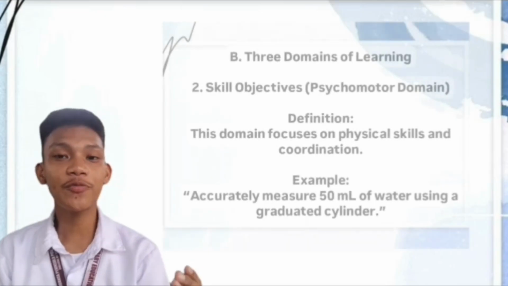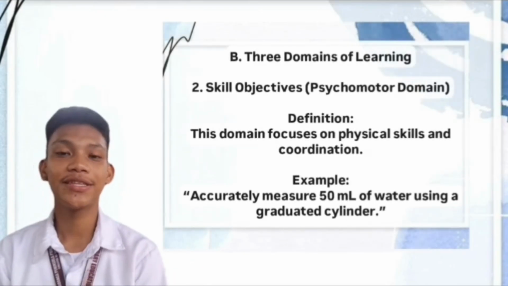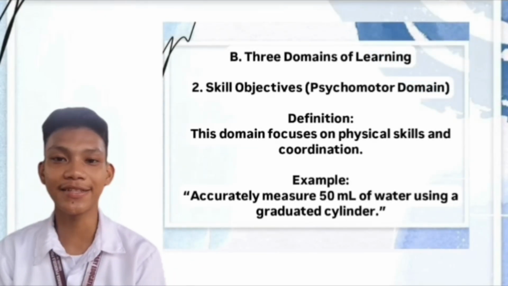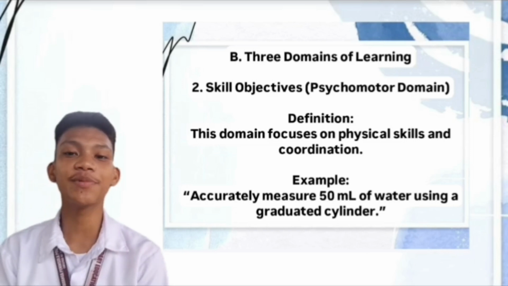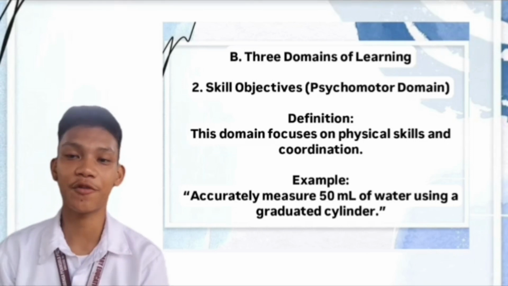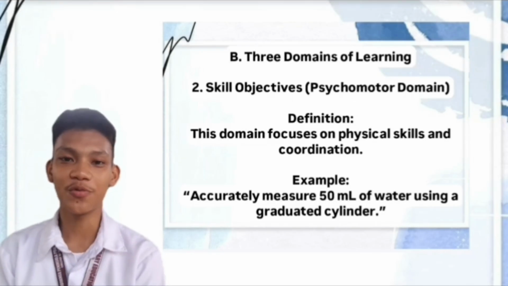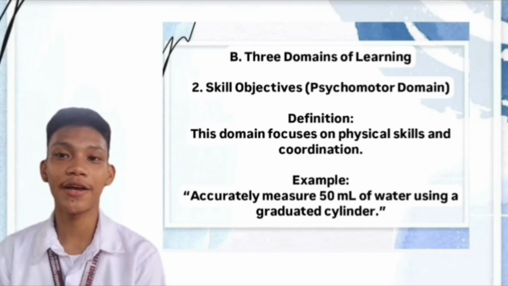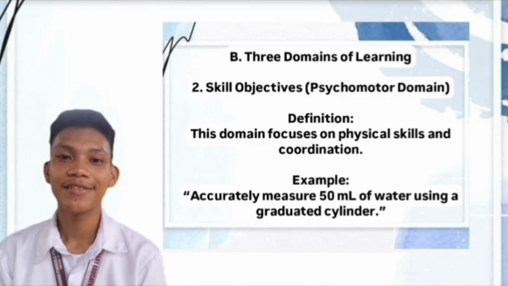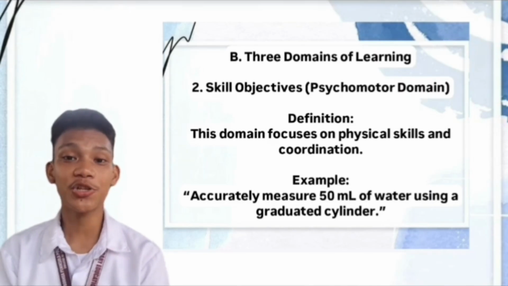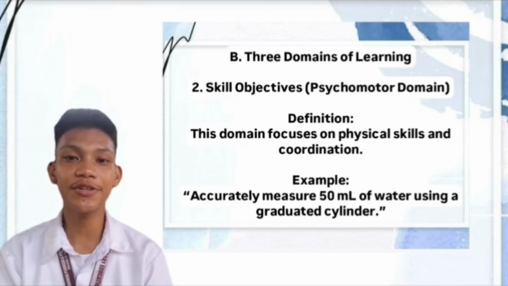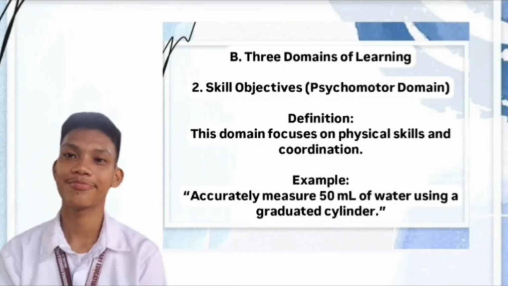After addressing knowledge, we now move to the development of physical and performance skills. This refers to the skill objectives, or what we call the psychomotor domain. This domain focuses on physical skills and coordination. The learners must apply knowledge through hands-on performance. As John Dewey, a pragmatist, says, learning by doing. This can apply to real-life challenges and application. For example, to accurately measure 50 milliliters of water using a graduated cylinder.